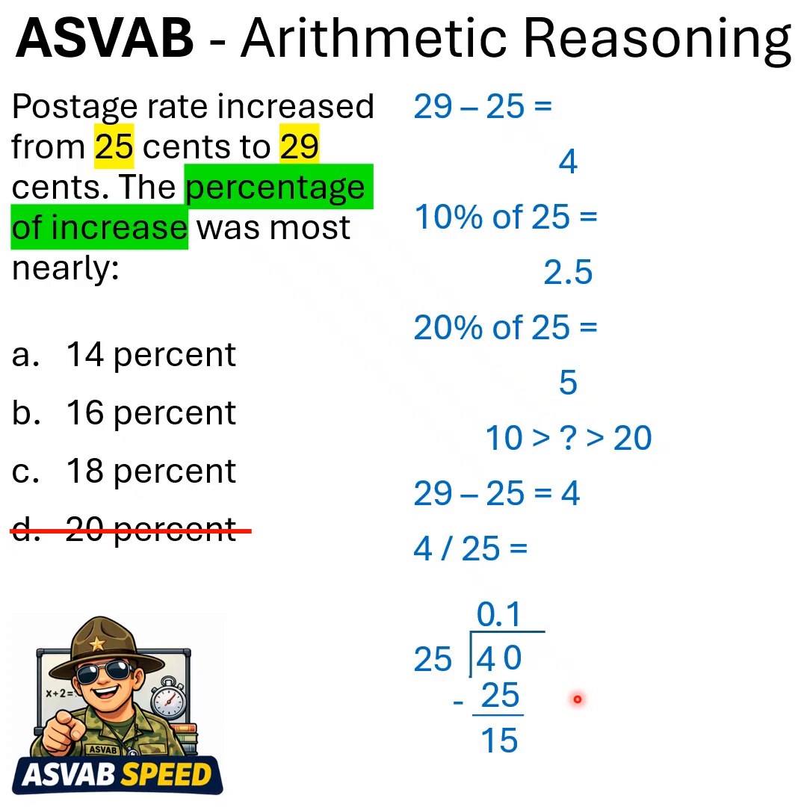40 minus 25 equals 15. 25 doesn't go into 15, so bring down another 0. 25 does go into 150 evenly 6 times, but that's not our answer. We have to turn it into a percentage. So you multiply by 100, gives you 16%. B, 16%. That's your answer.